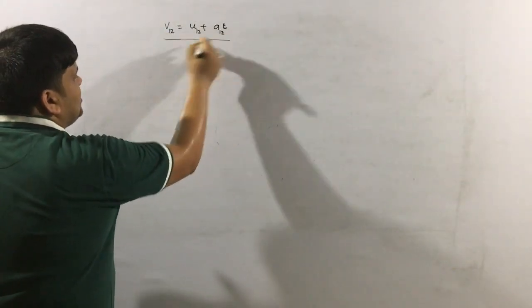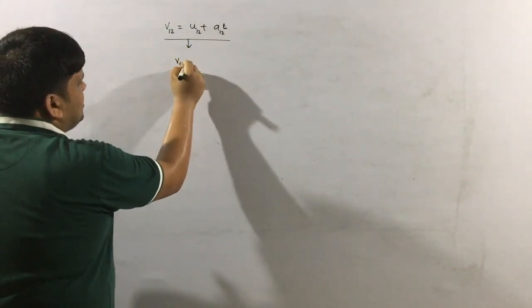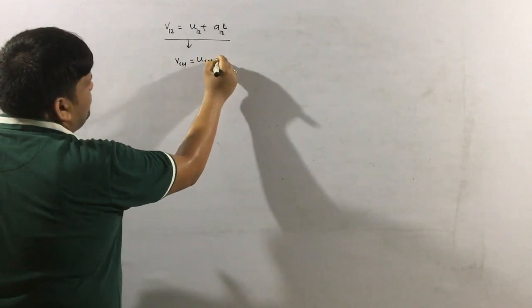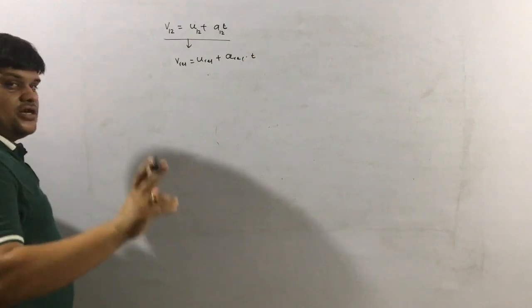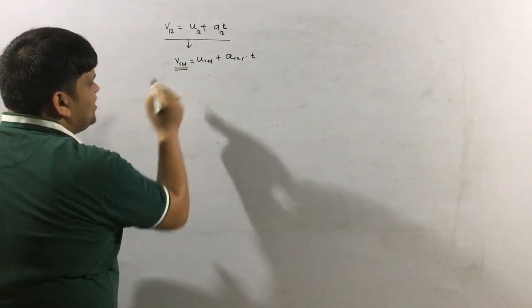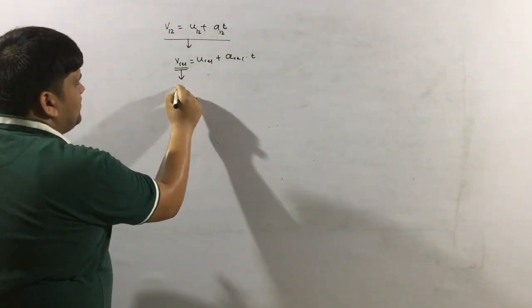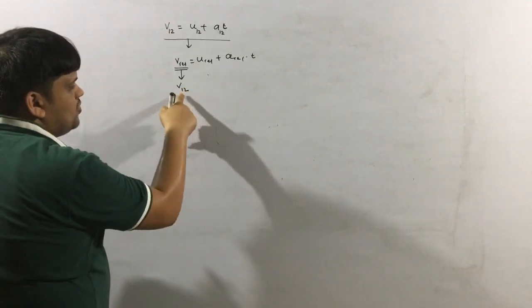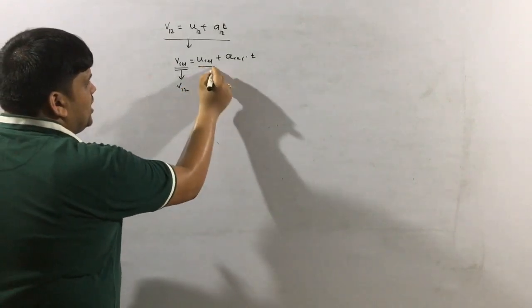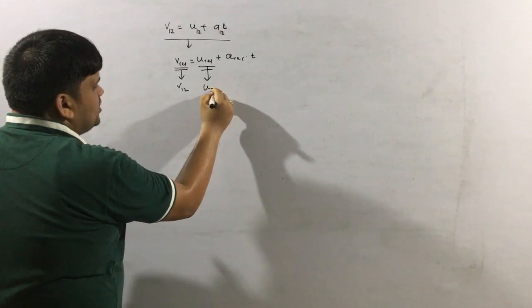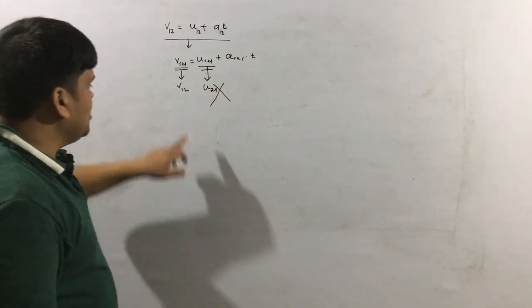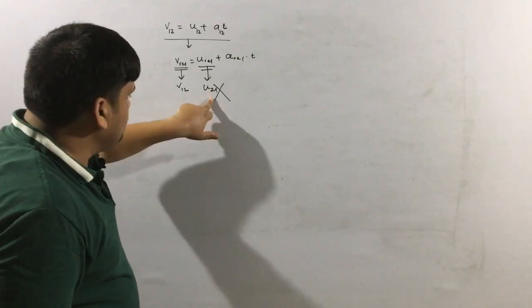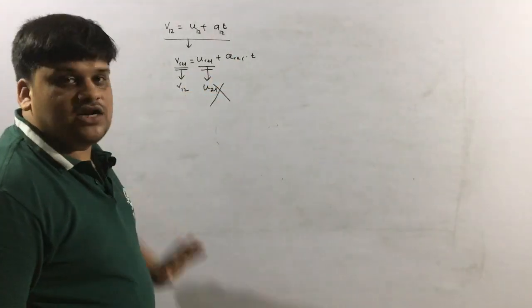Similarly, you can write it in this form: V relative equals U relative plus A relative into T. But here carefully remember, if you are writing V relative and you are finding V12, velocity of 1 with respect to 2, and here you found U of 2 with respect to 1, then it is wrong. If you are doing V12, here also U12, here also A12, like that you have to do.